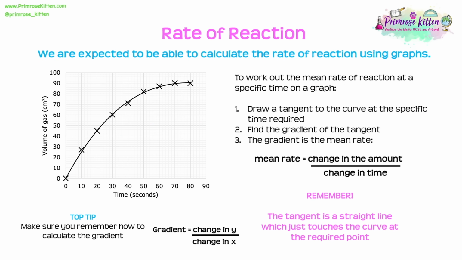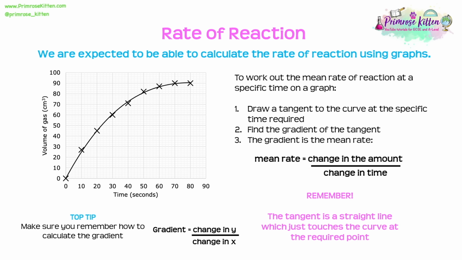We might also be asked to use the tangent to work out the rate of reaction at a specific point on a graph. Now to do this, if we want it at a specific time, say 30 seconds, you would need to start off by drawing a tangent to the curve at that specific time required. We would then need to find the gradient of the tangent, and the gradient would of course be that mean rate. So the mean rate is the change in amount over the change in time. It's important that you remember that the tangent is just a straight line that just touches the curve at the point you're being asked to find.